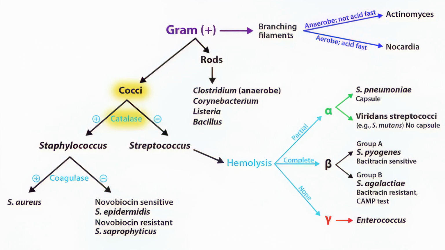What are these going to look like? Well, instead of cocci in clusters like we see with staph, we're going to see cocci in chains. Sometimes this chain is just a chain of 2 cocci and it'll be called cocci in pairs. Other times it'll be longer chains.